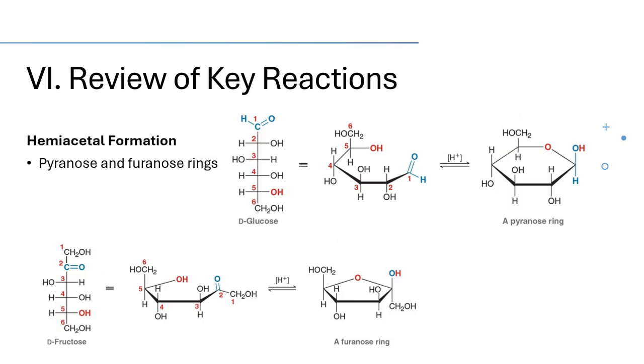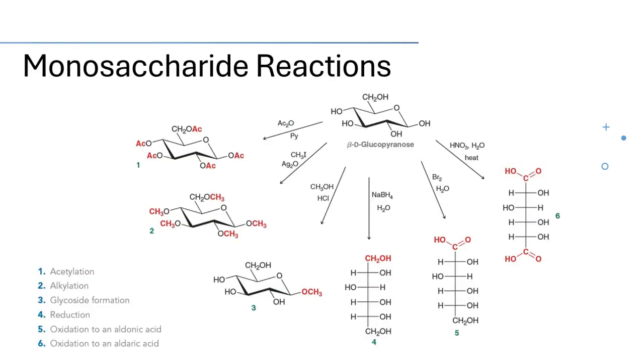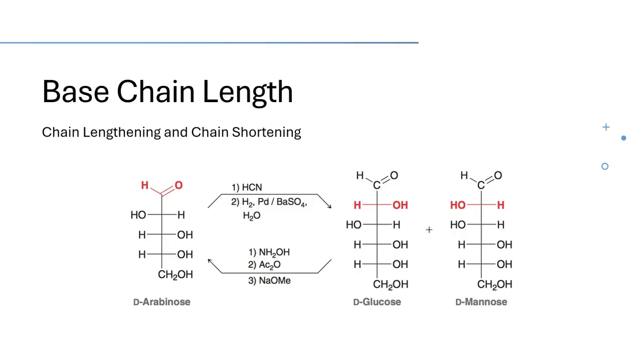6. Review of key reactions. Hemiacetal formation, pyranose and furanose rings. Monosaccharide reactions. We saw acylation, alkylation, glycoside formation, reduction, oxidation to aldonic acid, and oxidation to aldaric acid. We also learned that the length of the chain may be increased or decreased depending on the reagents used.